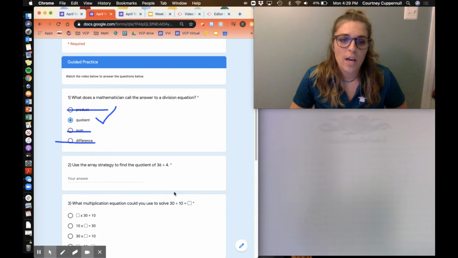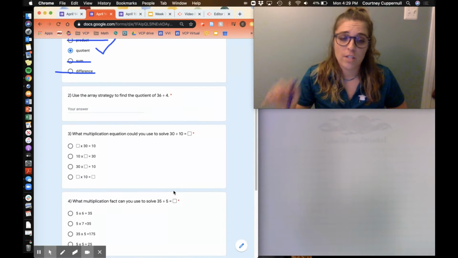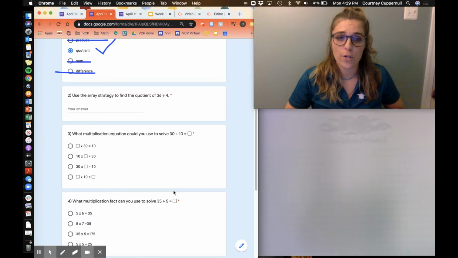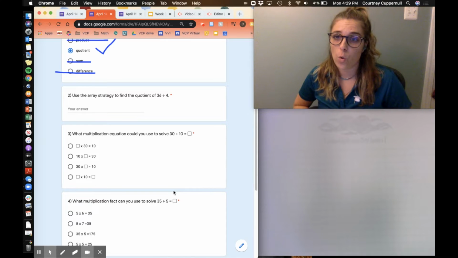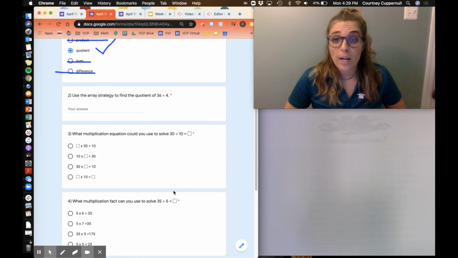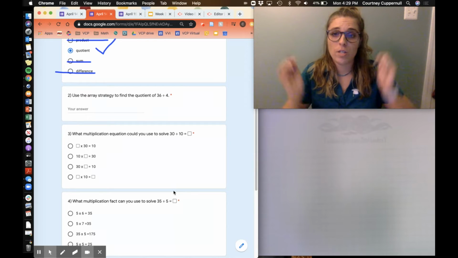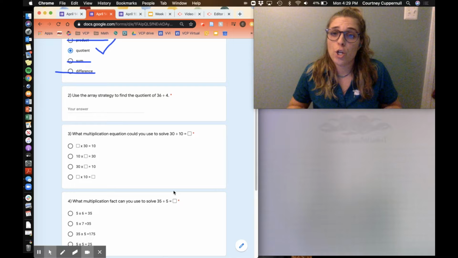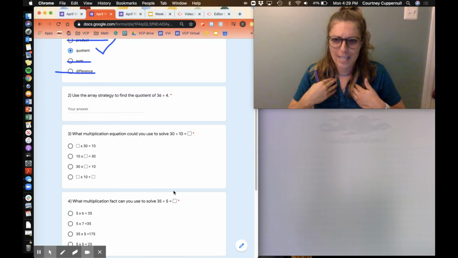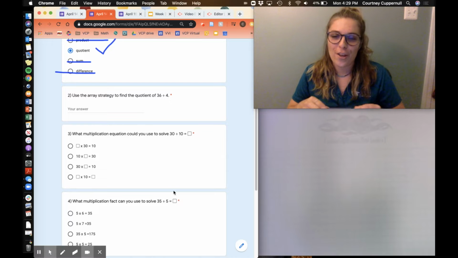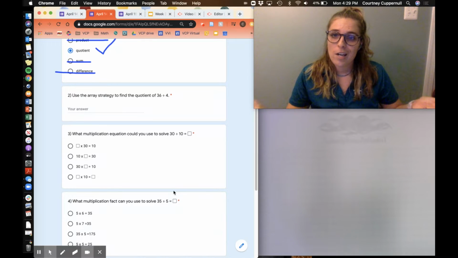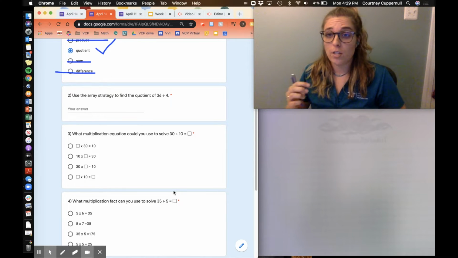Use the array strategy to find the quotient of 36 split into 4 groups. So already we're using that vocabulary word quotient. So I'm going to think to myself, I'm going to use the array strategy to find the answer to 36 divided by 4, or 36 split into 4 groups. So it tells me to use the array strategy. Let's rock and roll on that.